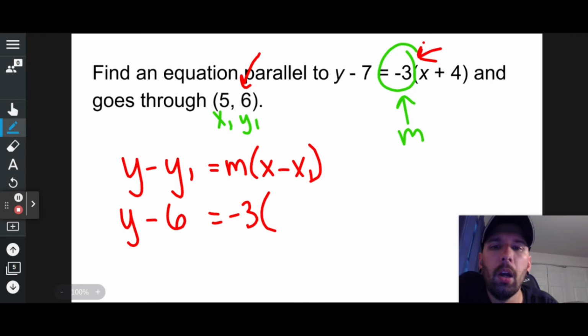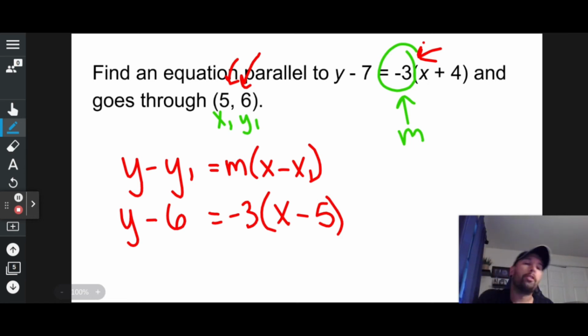Minus x sub 1, which is 5. No trickery. That's my answer. I'm done. So as you can see, they both have the same slope, but since they have different points, if I were to do the math out, they would have different y-intercepts.